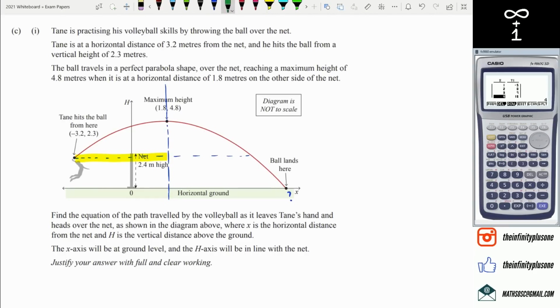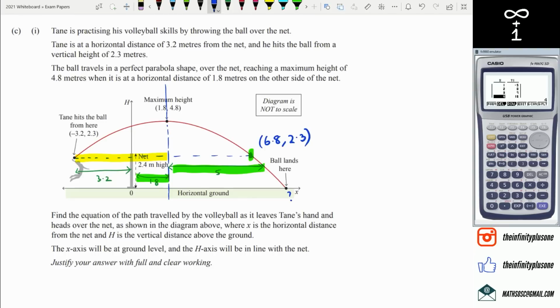Now I know that from here to here is 3.2, and then from here to here is 1.8. So that's actually 5, which means on the opposite side, I'm going to go 5 long for it to be symmetrical, which means this point right here is going to be 1.8 plus 5 to give that x value there, which is going to be 6.8 and 2.3. Now I've got my 3 points.